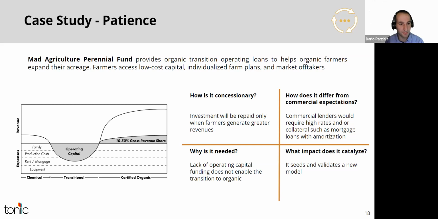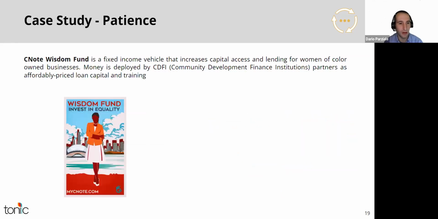transition to organic farming. The next example is C-Note Wisdom Fund, which is a private debt fund created by C-Note. It's a fixed income vehicle that increases capital access and lending for women of color-owned businesses in the United States. Money is deployed by CDFIs, community development financial institution partners that lend through affordably priced loans and also provide training.